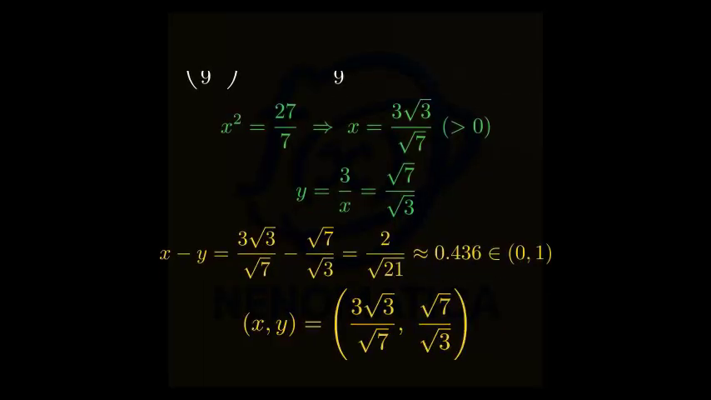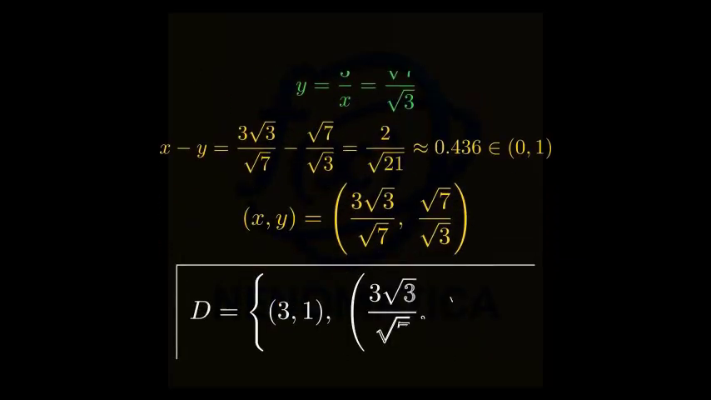So 7x squared equals 27, and x squared equals 27 over 7. Taking the positive root yields x equals 3 root 3 over root 7. Using xy equals 3, y equals 3 over x, which simplifies to root 7 over root 3. Finally, verify the bound 0 less than x minus y less than 1. The difference equals 2 over root 21, which is about 0.436, so the bound holds.